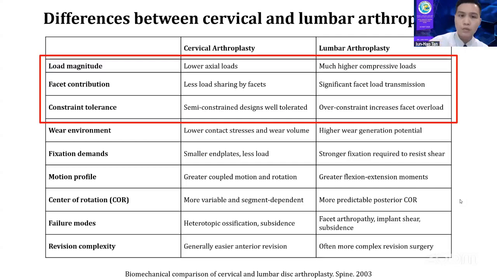When you talk about facet contribution, there's actually less load sharing by the cervical facet joints. However, in the lumbar spine, there is actually a much more significant facet load transmission. And what does that mean? It means that in the lumbar spine, if you are using an over-constrained implant, that actually increases your facet overload. And the patient with no preoperative facet arthrosis may very well get a facet arthrosis postoperatively if the implant design does not respect the native biomechanics.